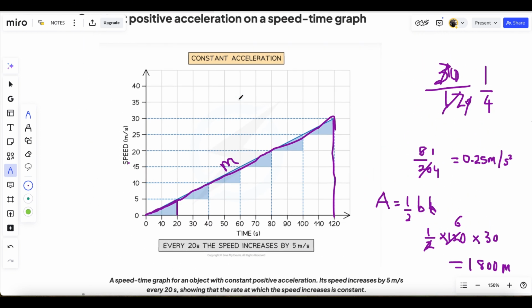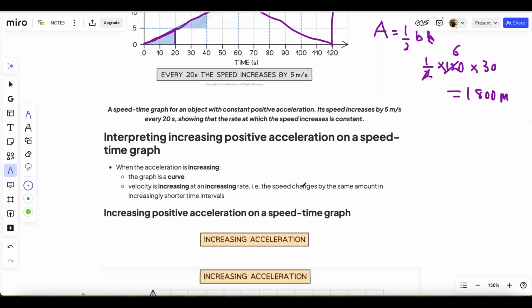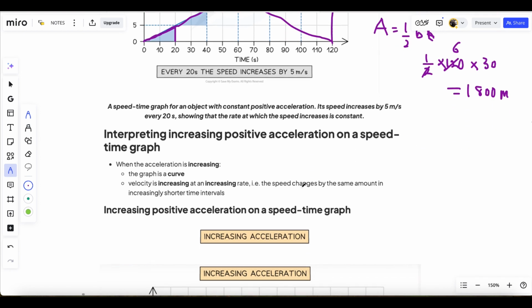Now, if you want constant negative acceleration, the line would have come down from wherever, let's say from 30, down to this place. This would have been constant negative acceleration if the line was like this. Okay, so we already know the positive and negative for a constant acceleration.